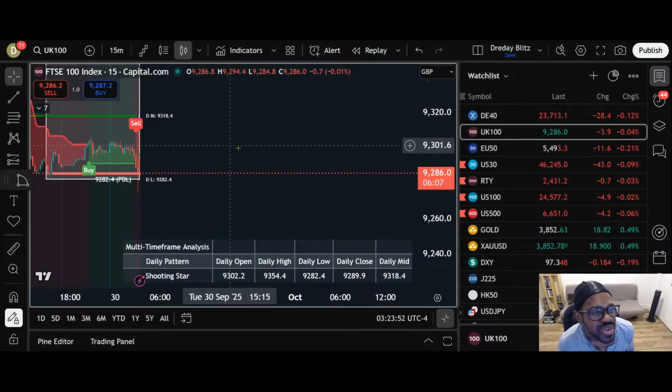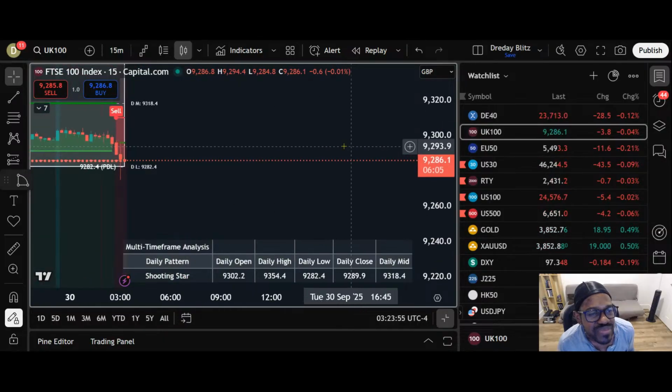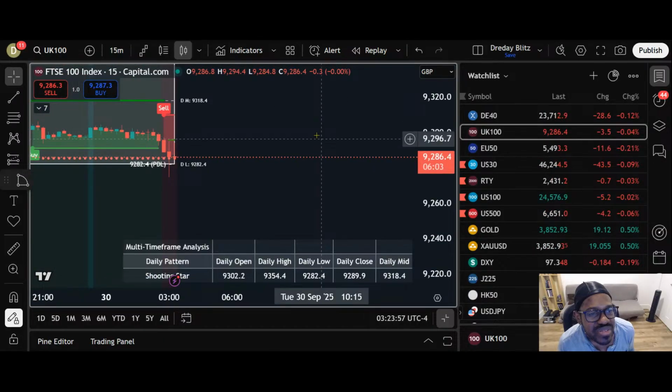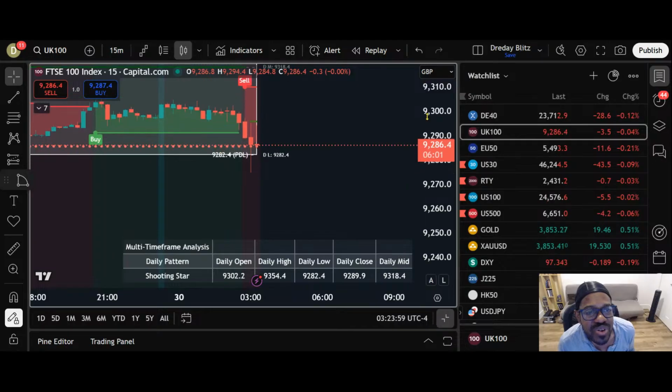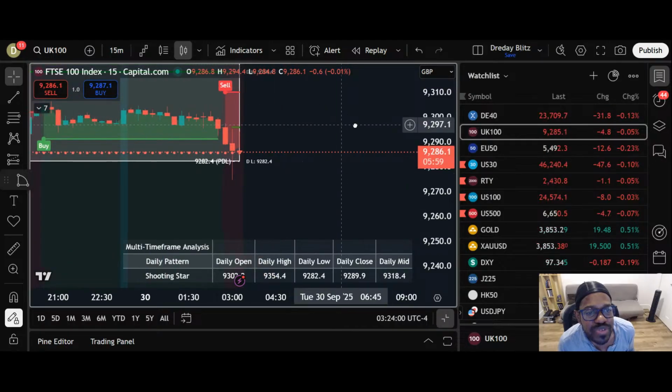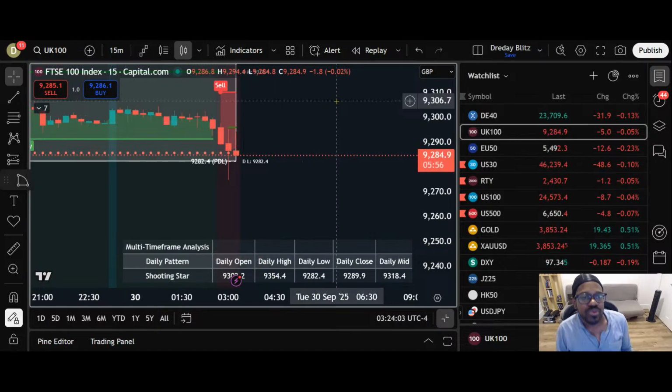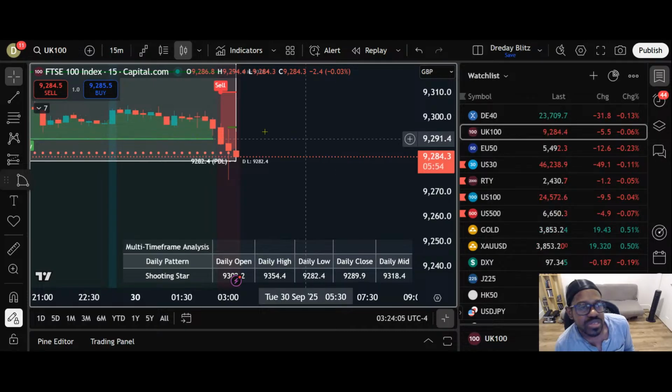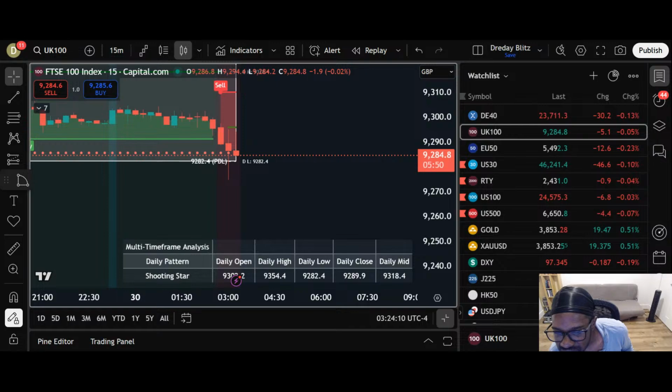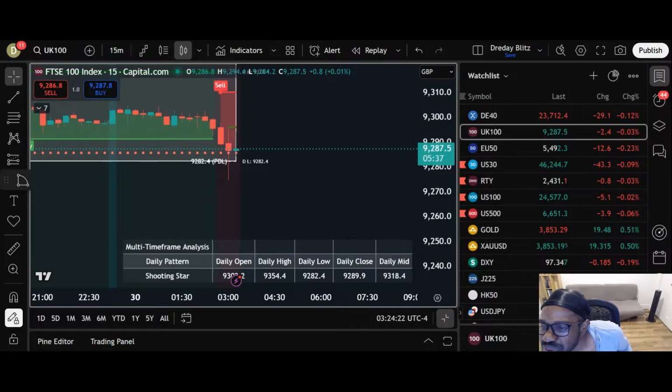So this is where we're at right now. If it breaks the previous day's low, we're in business, and it seems to be doing that right now. So it's going to wait it out. Don't be scared about a retracement, guys.